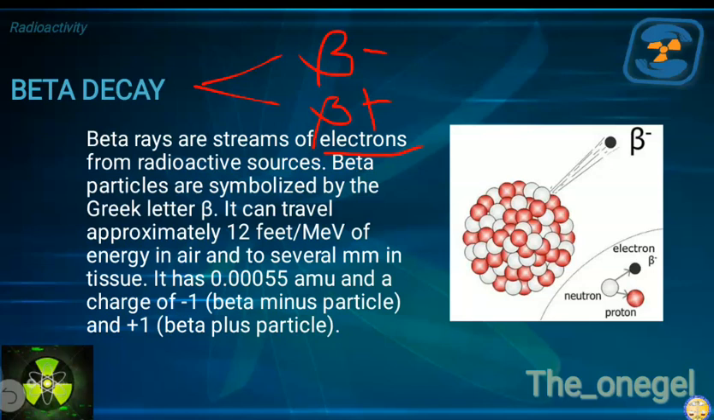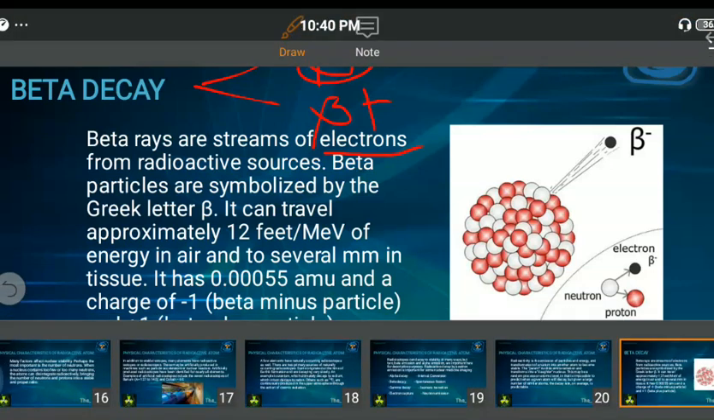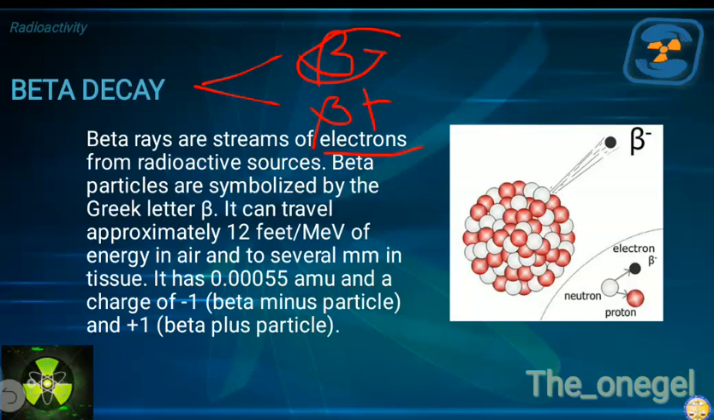tissue. It has 0.00055 AMU and a charge of -1 for beta minus particle. Ito siya. And +1 naman for beta plus particle. So, take note, beta particles are electrons in nature. Ang kaibahan nga lang, yung beta particles originate from the nucleus of an atom. Si electrons, nandun na siya sa mga shells, sa electron shells.